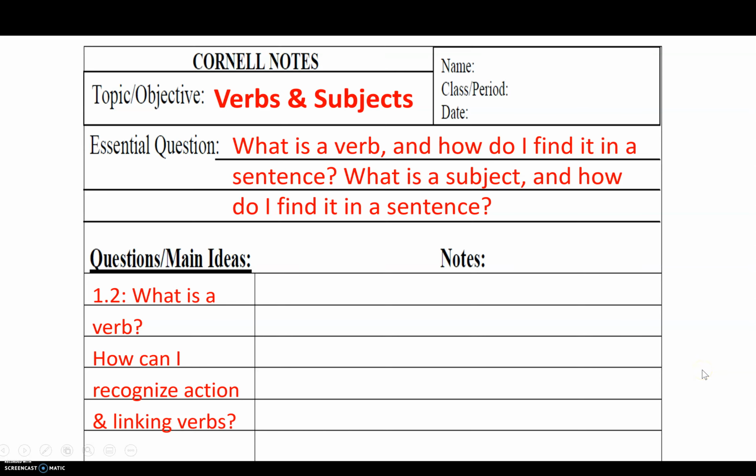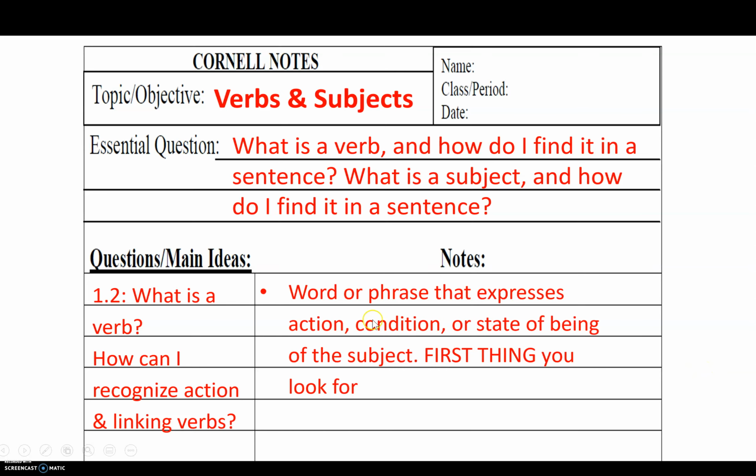So just a reminder of what a verb is from last time. A verb is a word or phrase that expresses action, condition, or state of being of the subject. Remember, the really important thing that we talked about is that a verb is always the first thing you look for in the sentence. We have to be able to find the verb first.